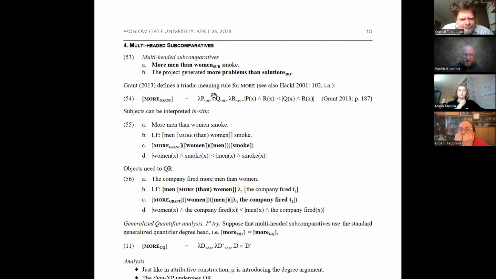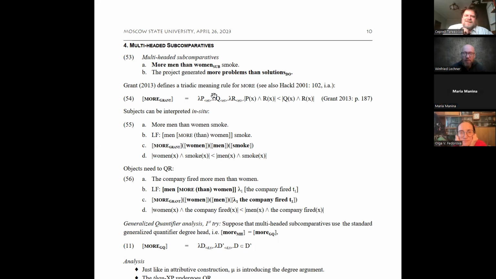That's sort of the first part. I'm going to talk a little bit longer. Is this okay? Some 10 minutes or so. Excellent, thanks. About something quite different now, so-called multi-headed comparatives. Those are things like more men than women smoke, or in an object position, the project generated more problems than solutions.